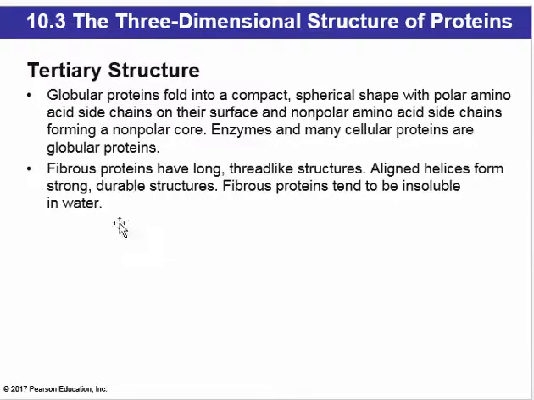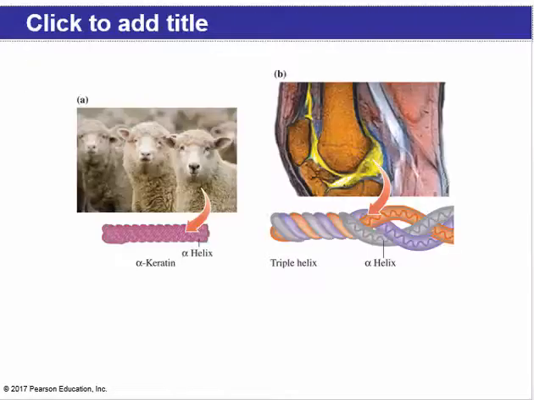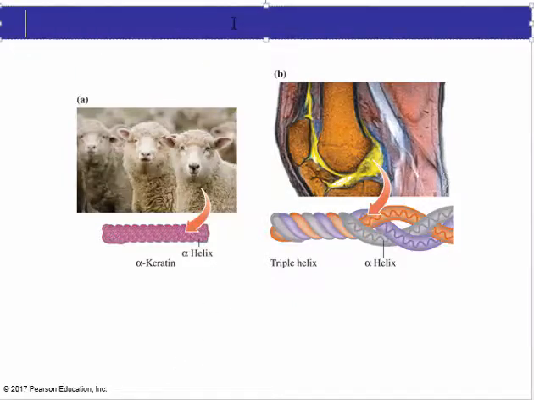On the other hand, another type of tertiary structure is the fibrous proteins, and these have long thread-like structures made of aligned helices, which form very durable structures. Fibrous proteins tend to be insoluble in water. So, two examples of fibrous proteins include alpha keratin, which is found in wool. It's also found in the beaks of birds as well as in our fingernails and our hair. And then collagen, which is found in connective tissue and skin. And gelatin, actually, or Jell-O, is derived from the collagen found in the skin of animals.